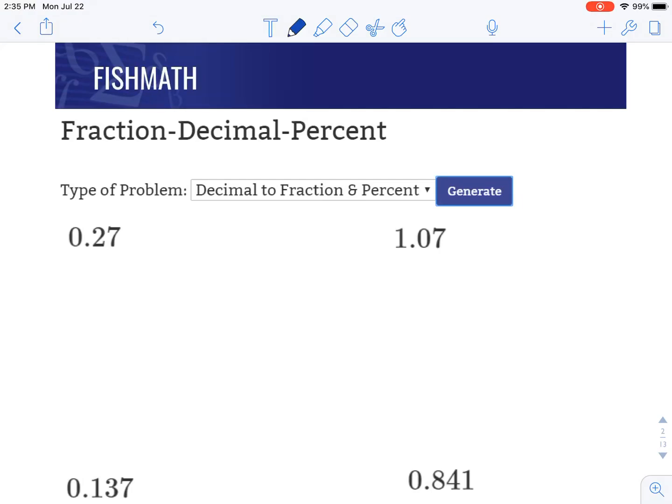Hi everyone, we're going to convert decimals to fractions and percents. So this first decimal here is 0.27. We read this as 27 hundredths. So it's really 27 out of 100. And that would be a fraction that represents this decimal.